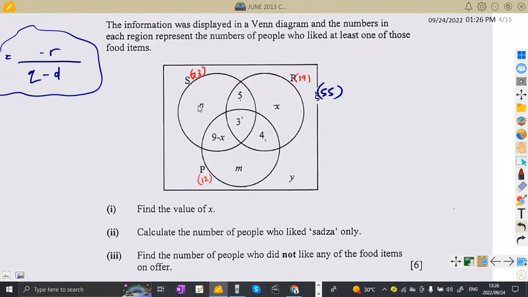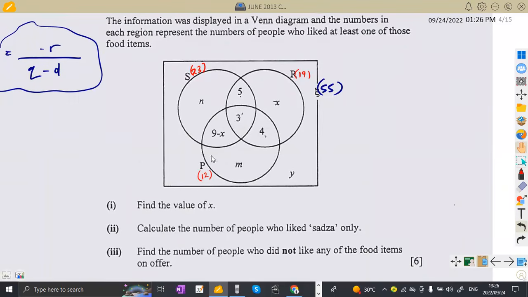I can't work with set S because there are two unknown values, n and minus x. Also, I can't work with set P because there are two unknown values, x and m. So I have to work with set R, because in set R I just have x, the only unknown. And we are given that the number of elements in R is 19.